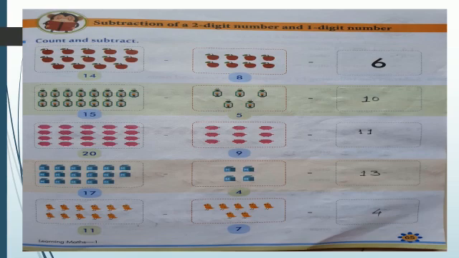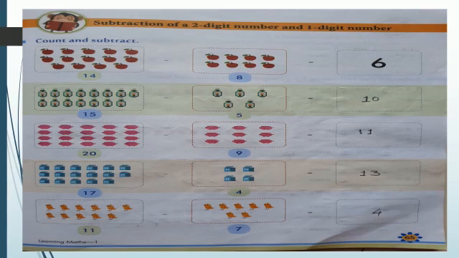Yes. Now see the second one. Some lanterns are given. Yes. How many lanterns are given in first box? See the number given below. Yes, it is 15. So we have 15 lanterns in first box and 5 lanterns in second box. Okay. Now here we have to subtract 5 from 15.